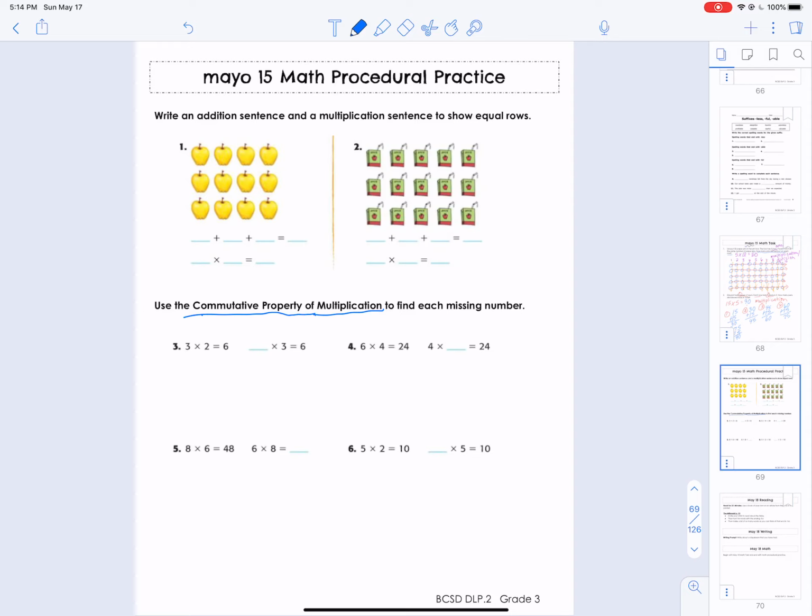For example, if I do 1 times 5, the answer is 5. But if I do 5 times 1, the answer is also 5. It doesn't matter if the 1 is over here or over there. You can switch places and the answer remains the same. So all you have to do is keep that in mind and fill in the blank. So number 3, for example, they've already shown me that 3 times 2 equals 6. So I just need to see what's missing. The 2 is missing. So to make this equation true, I just fill that in, and that's it.